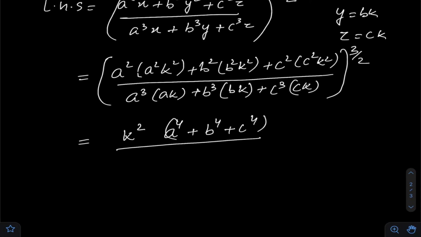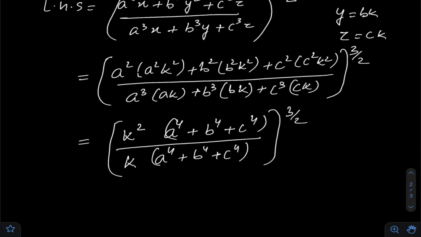And what is in the denominator? k is coming common from all the terms. a to the power 4 plus b to the power 4 plus c to the power 4 and to the whole power 3 upon 2. So this and this are cancelled and we are getting k to the power 3 upon 2. So this was the left hand side.